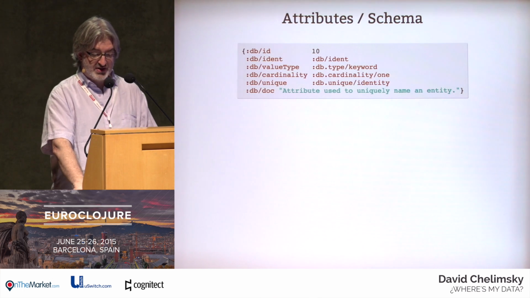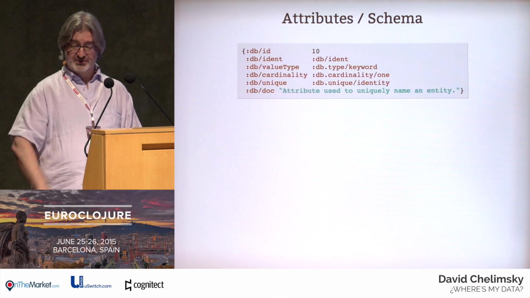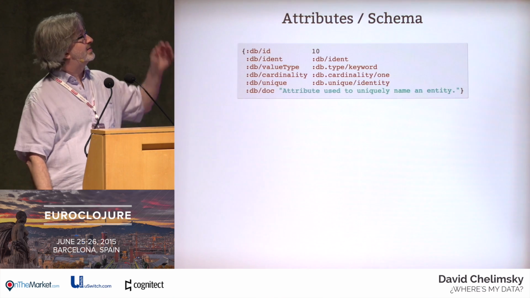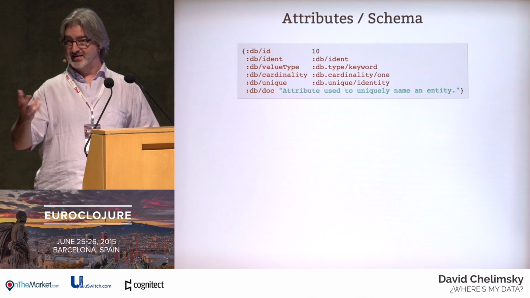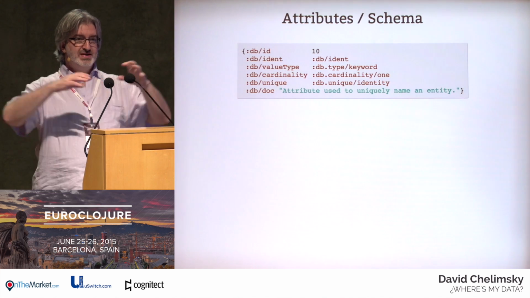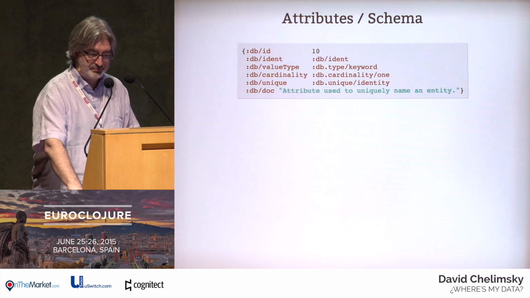Here's a fun attribute. This is the dbident attribute. And that's actually what it looks like in the database. And you can see that the dbident attribute of the dbident attribute is dbident. So this whole idea goes way down to the bottom. It's turtles all the way down.